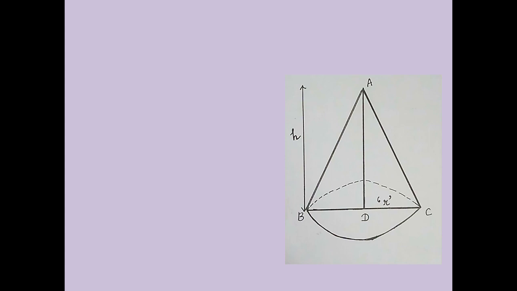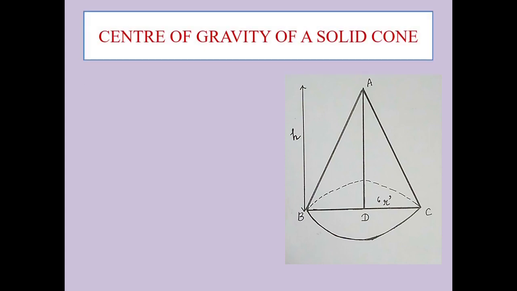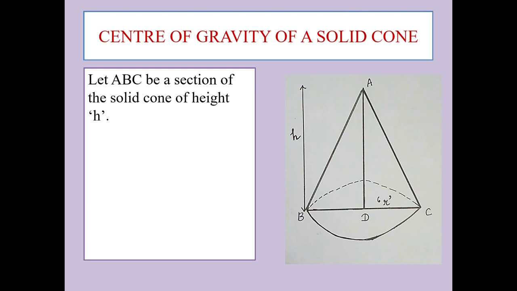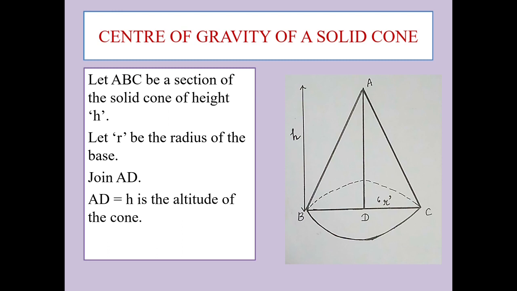So let us take one solid cone, and in the picture it is drawn as an inverted cone and its section has been drawn as A, B, C. A is its vertex and this BC represents the base of the cone. The height of the solid cone from the vertex is taken as h. Since the base looks like a circle, its radius is r. And joining A and D will give us the height, which is more technically called the altitude of the solid cone.